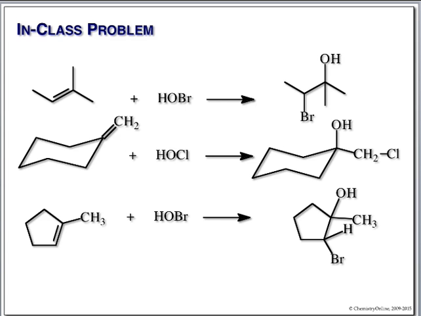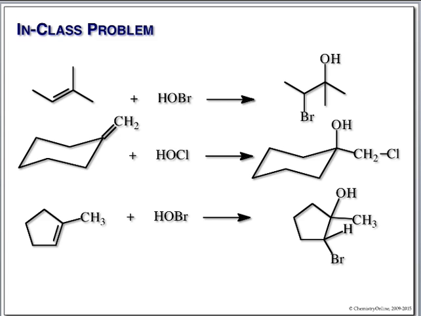All right, so much for the addition of halogens. We know HBr by itself: ionic addition, carbocation intermediate, Markovnikov regiochemistry. HBr with peroxide: radical intermediate, anti-Markovnikov regiochemistry. Halogen itself gives a 1,2-dihalide, anti to each other.